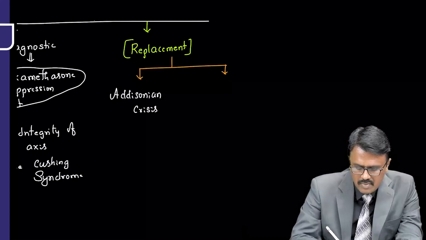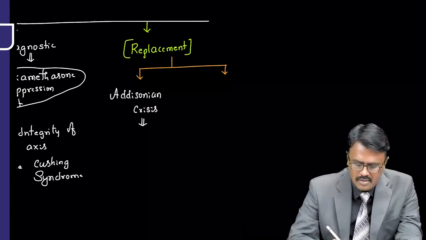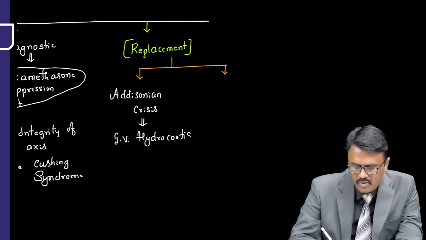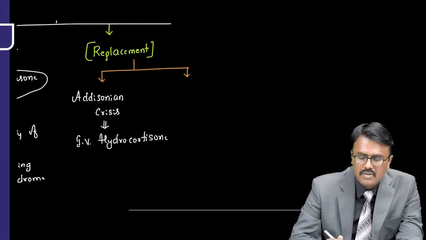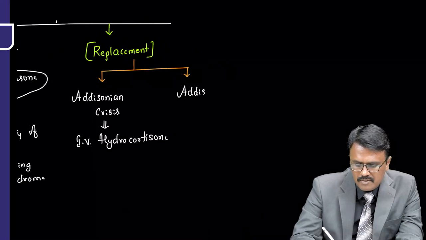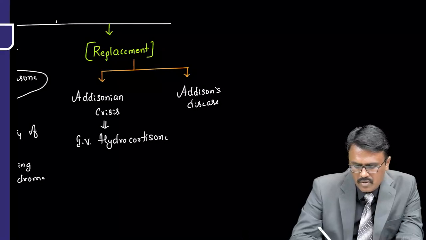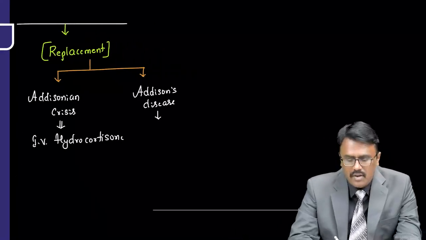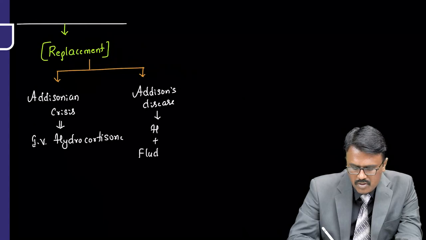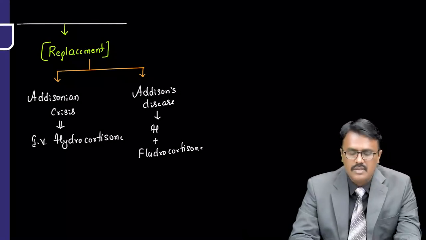Addisonian crisis is an emergency, so we have to use a drug, and that is IV hydrocortisone. What about chronic adrenal insufficiency? It is called Addison's disease, so it's a chronic condition. Here also, along with hydrocortisone, we add one more drug called fludrocortisone. So that is the replacement use.